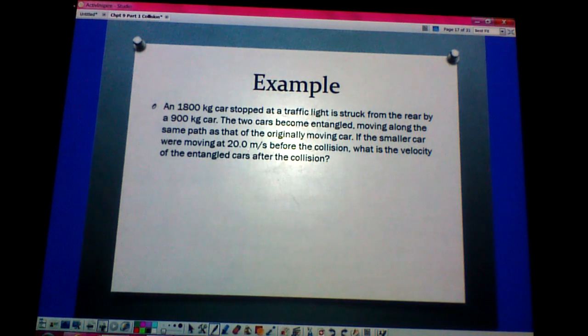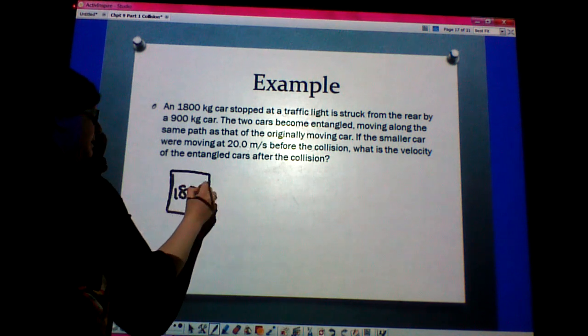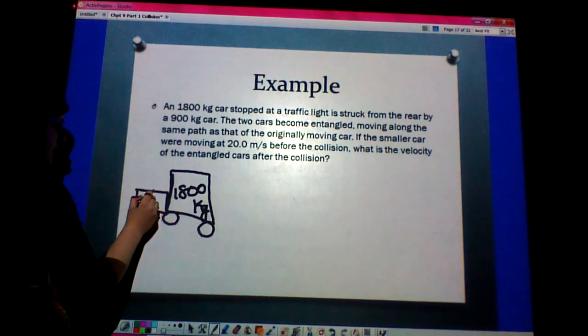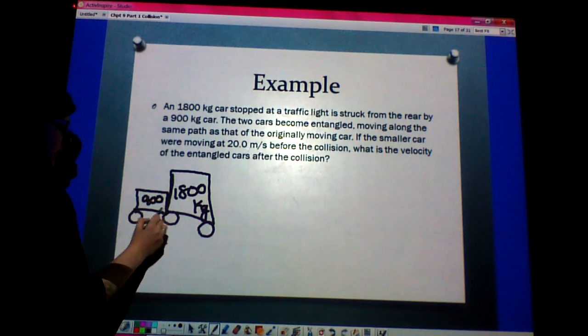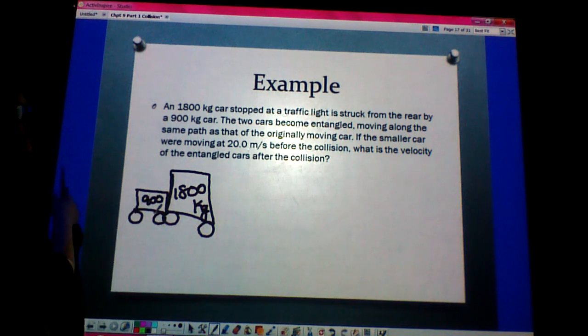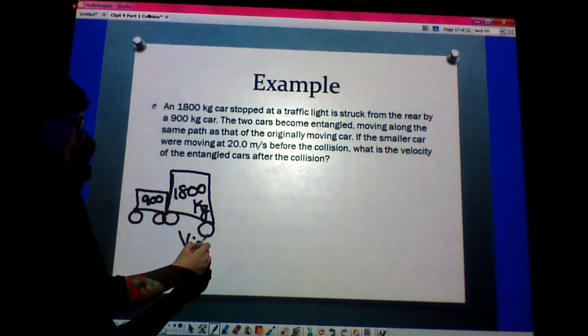Okay, so let's, for example, look at an 1,800 kilogram car stopped at a traffic light that is struck from the rear by a 900 kilogram car. So I have this big, massive 1,800 kilogram car, and it is hit by a 900 kilogram car from behind. It says the two cars become entangled, and they move along the same path together as this originally moving car was. So this car has an initial velocity of 0.